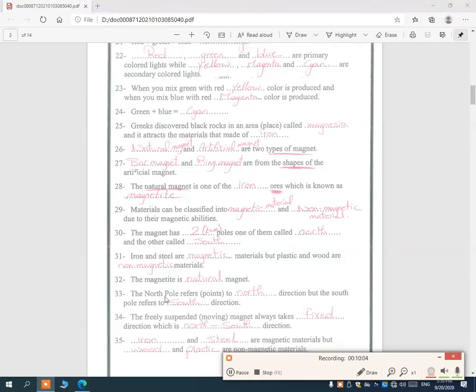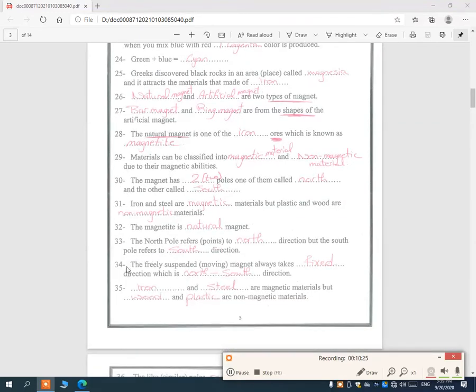33. North Pole refers or points to what direction? The North Pole will point to what direction? North will point to the north. But the South Pole refers to what direction? South Pole refers to south direction.